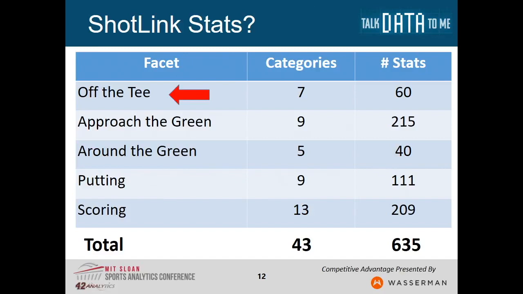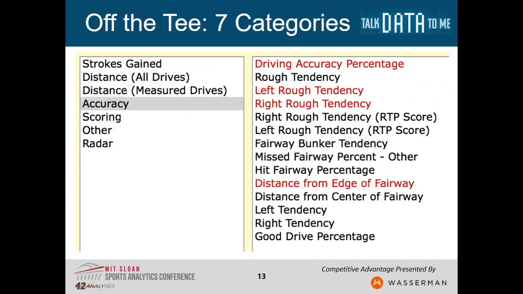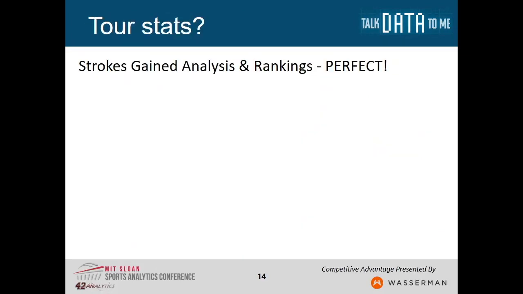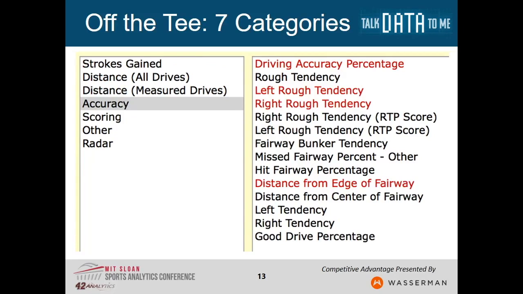But if we focus on the tee only, I've got 7 categories. I would look at the driving accuracy. And you have to take my word for it because we don't have much time and it does get a little boring. None of these statistics gave me any clue as to why he was not number 1, number 10, and he was number 35 in driving. In fact, they were kind of misleading.